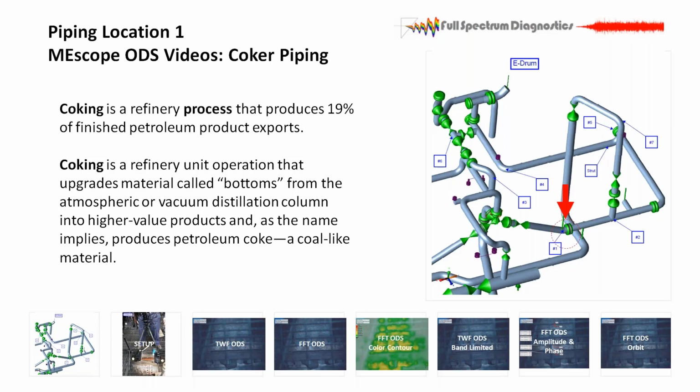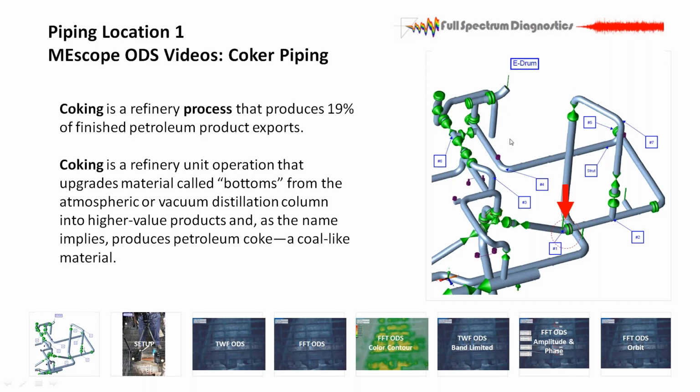Coking is a refining unit operation that upgrades material called bottoms from the atmospheric or vacuum distillation process into higher value products. As the name implies, it's petroleum coke, and it's basically pure coal. They've removed all the dirt, they've removed all the other molecules that are in there, and you're left with something that you can't break down anymore. It's pure carbon.